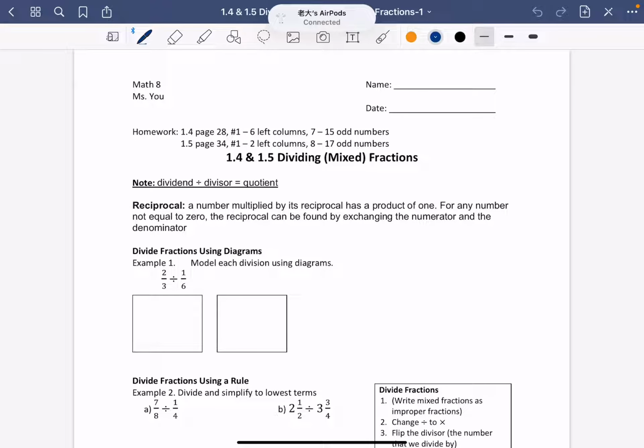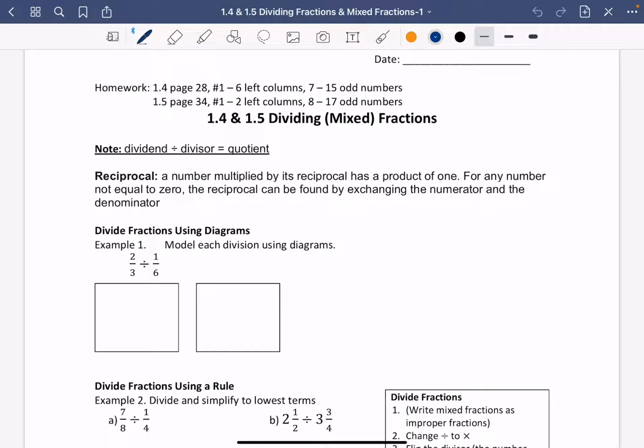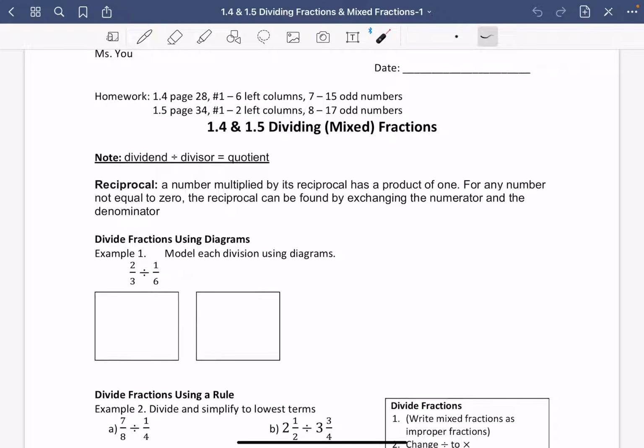Hello everyone. Last time we learned how to multiply fractions and mixed fractions. And so this time we will learn how to divide mixed fractions, or just dividing fractions. Okay, so let's start with a definition first.